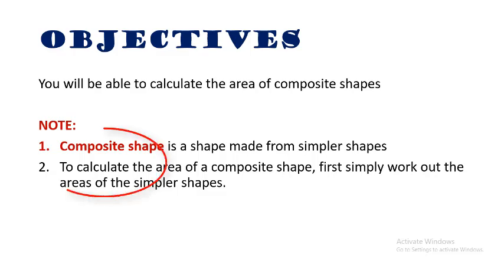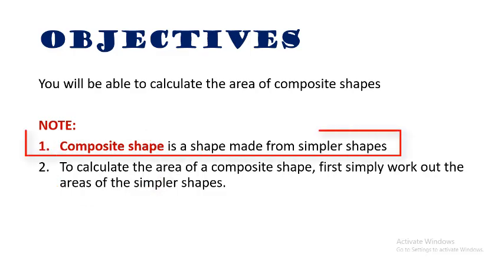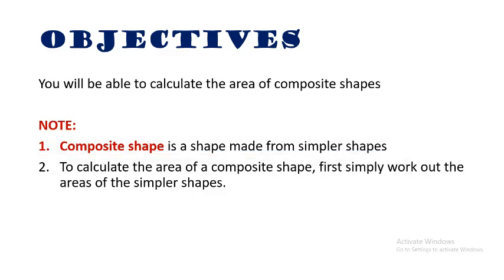The first one, we need to know what a composite shape is. A composite shape is a shape made from simpler shapes. In this case, you will be given a shape which has been formed by simple shapes. The shape which has been formed by simpler shapes, we call it a composite shape.